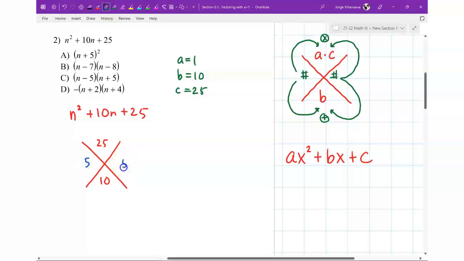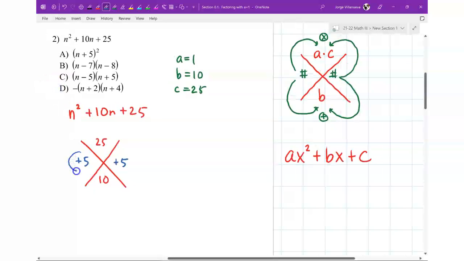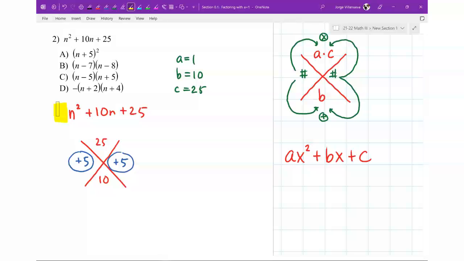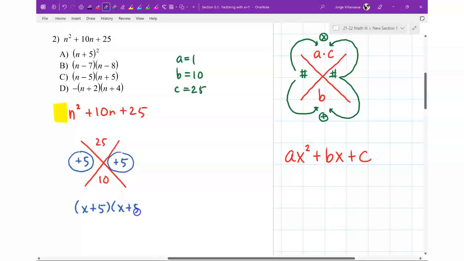So what two numbers give me that? 5s, right? A 5 and a 5. Both of them positive, right? A positive 5 times a positive 5 is a 25. And a positive 5 plus 5 is 10, right? So those two numbers work. I do not have to divide anything because my a term, which is right here, notice you don't see it, it's a 1. So if it's a 1, you don't have to divide those answers that I circled. You just kind of take them and you're going to write them out. x plus 5, x plus 5.